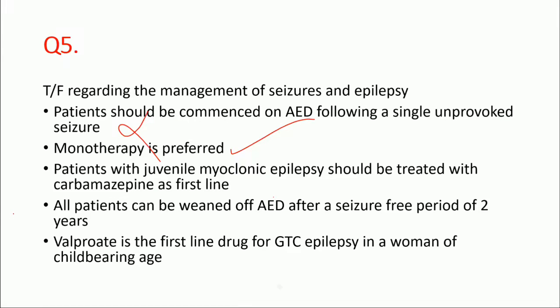All patients can be weaned off antiepileptics after a seizure-free period of 2 years. Now, whether all, the point here is that if you have a patient with an epilepsy syndrome, they will probably need anti-epileptic drugs for life, right? For example, a good example is juvenile myoclonic epilepsy, where you can't stop the anti-epileptic most of the time. You have to continue it, right? So this is wrong because of the word all patients.